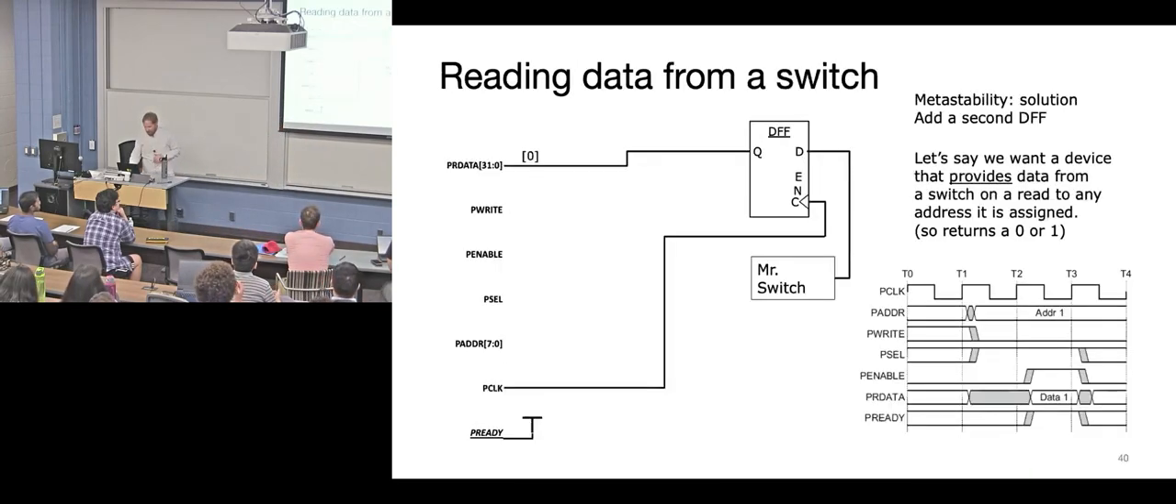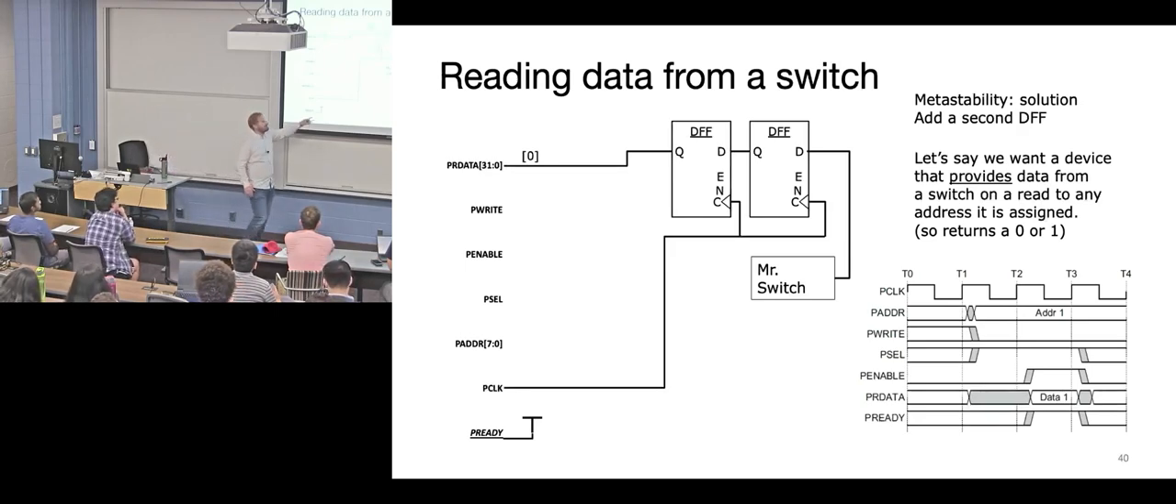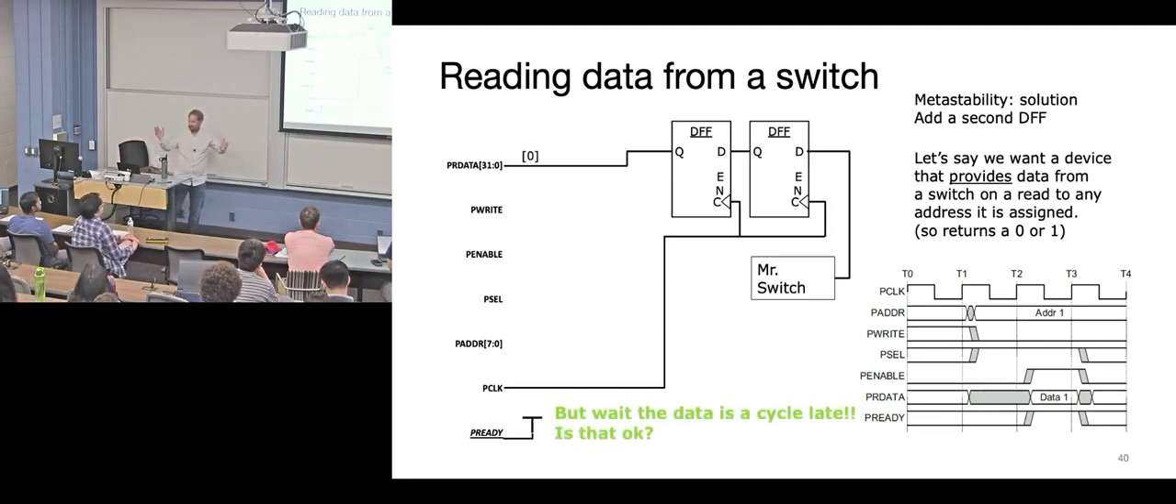So very clever people will say, all right, put another D flip-flop in there. Therefore, when you touch the switch, it's not a problem. So I come back to you and say, is that okay? Right? We've lost it. Everything is a cycle late. That would be a challenge. And I would come back to say, well, maybe you need to change this guy. Maybe this needs to have a cycle late as well.